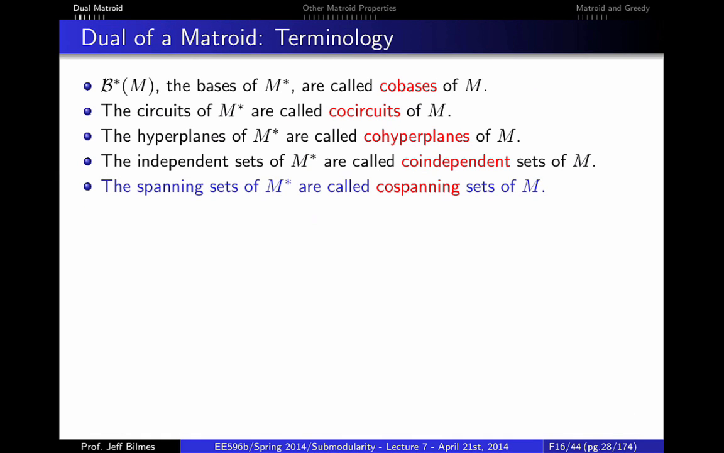Okay, so everybody get that? Basically what this gives us is a language that allows us very easily to talk about a set having a certain property in the dual without having to say the hyperplane of the dual. You can just say the co-hyperplane. It's a syllabic reduction, a syllabic compression strategy for talking about matroids.